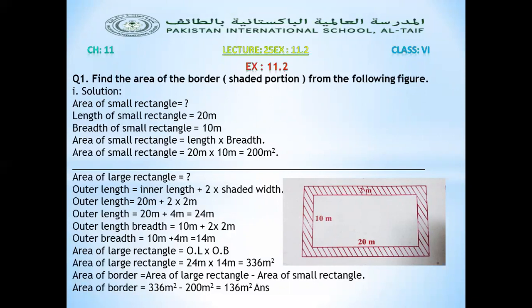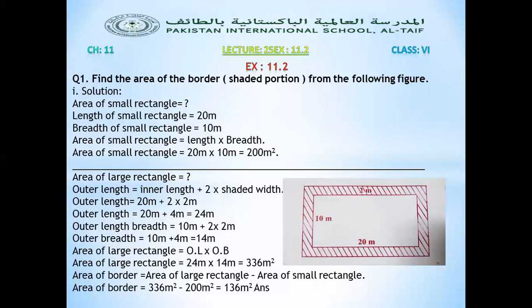That is completely unknown. From the outer length, we have to find the outer breadth, and after finding the values of the outer length and outer breadth, we have to find the area of the large rectangle. Now, from the large rectangle and from the small rectangle, we will find the area of the border.